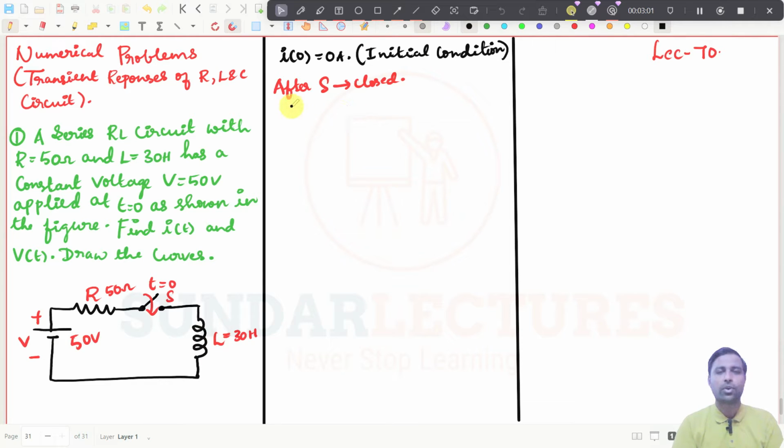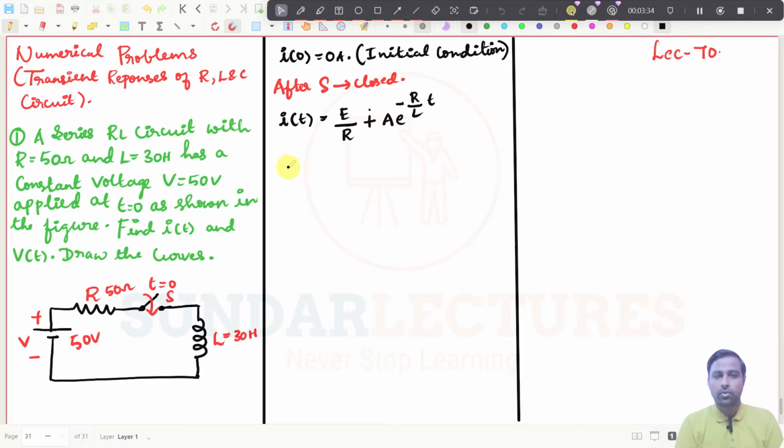So what you can do now? What is the i of t? You know, i of t will be equal to E by R plus A e power minus R by L t. This is the equation we have seen in the derivations, and now you see what is the value of A. You need to find it out.